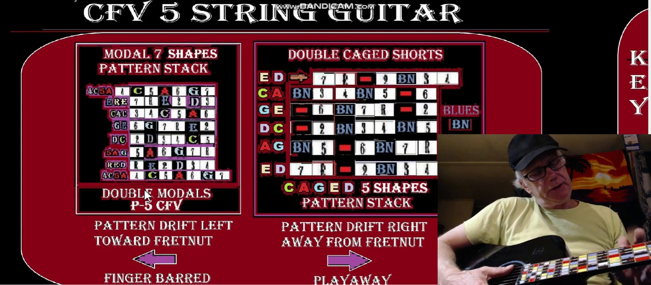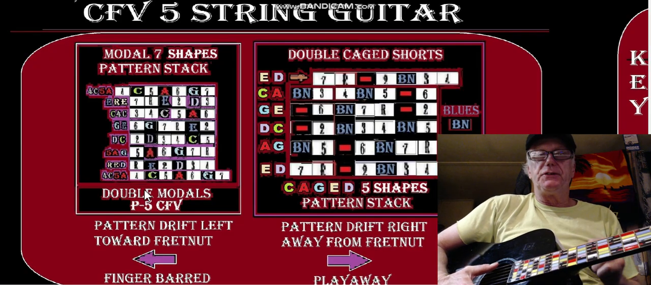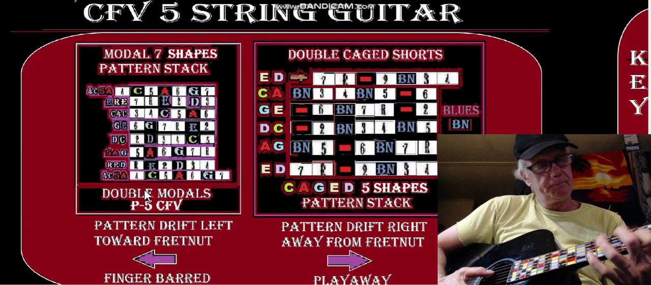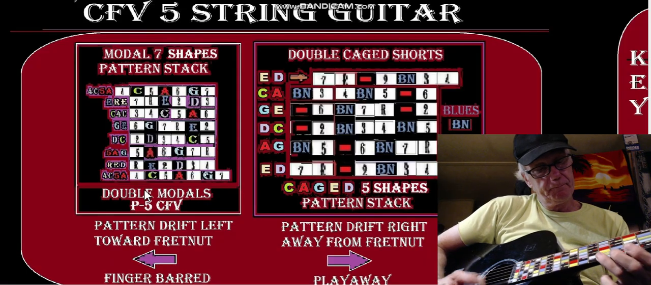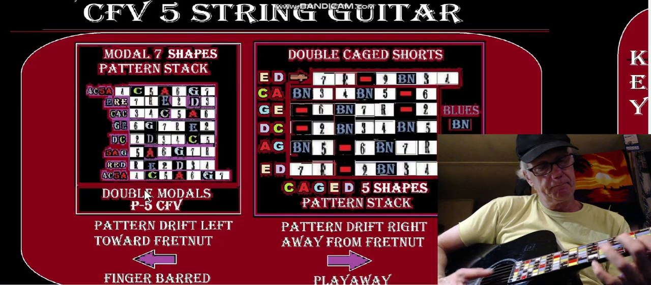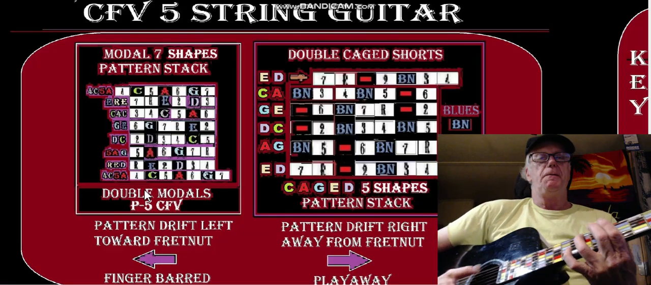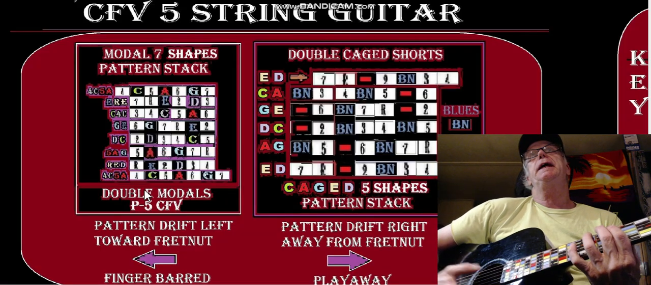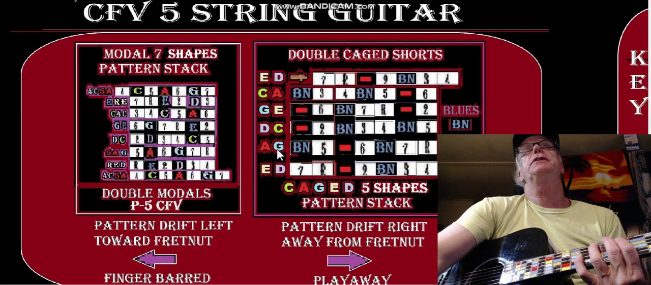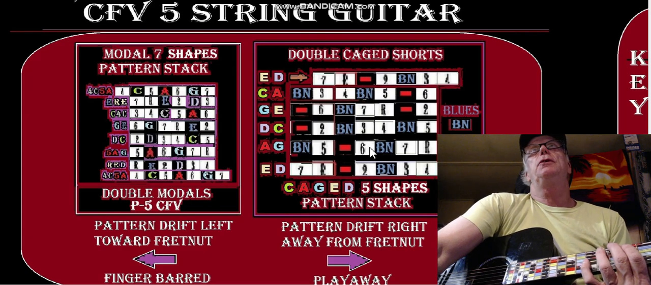What are we talking about here? The string shapes, if you do the pentatonic, would be... so here's your short A pattern. So there's your short. See, here's A, G. So these are the double cage shorts. 5, 6. Here's your short. And then going into the long.